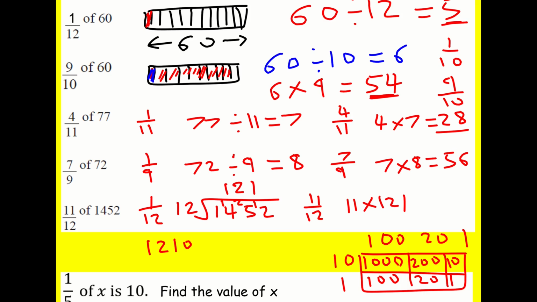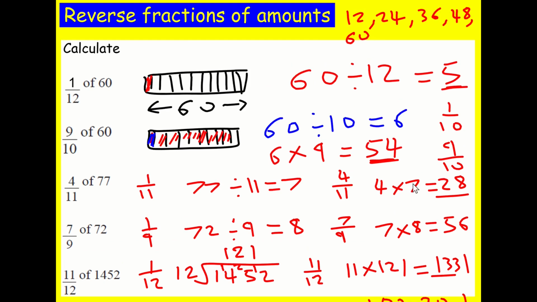So I've got 121. And then I could just use my column addition, and I get 1331. Pretty cool number there. And that is it. That's how we can find 11/12. Okay, good. That is fractions of amounts, a little recap.